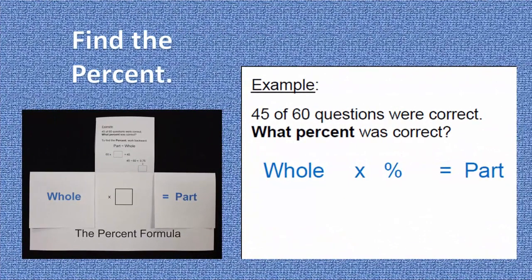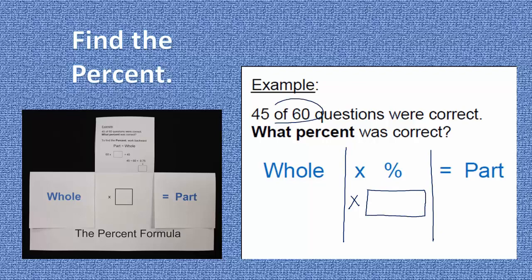We often have a percent problem where we are given the whole amount and the part, and we need to find the percent. Example, 45 of 60 questions were correct. What percent was correct? Since the problem is asking for the percent, we will put an empty box in the percent column.